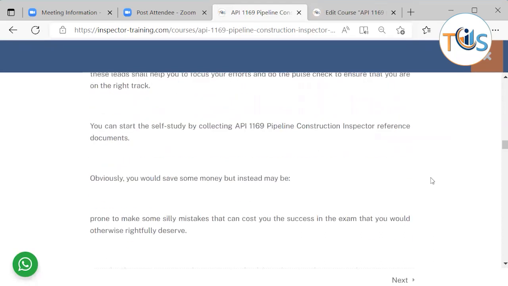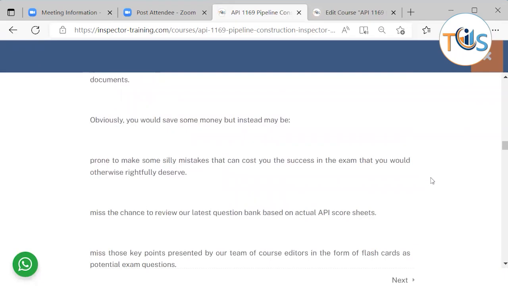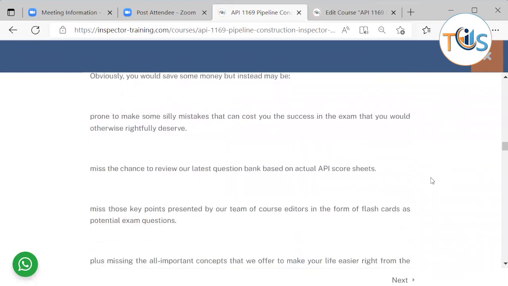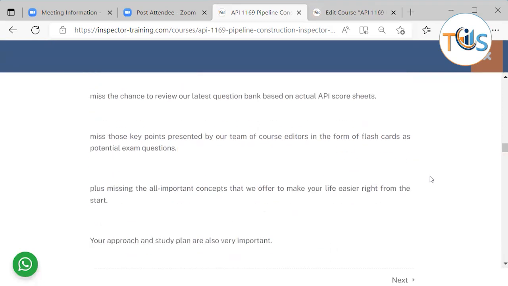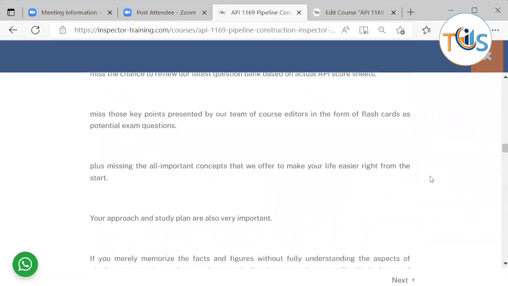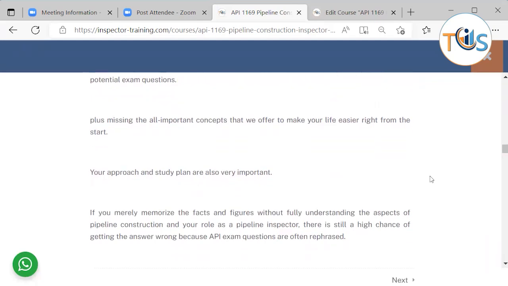You can start the self-study by collecting API 1169 Pipeline Construction Inspector reference documents. Obviously, you would save some money, but instead may be prone to make some silly mistakes that can cost you success in the exam that you would otherwise rightfully deserve. Miss the chance to review our latest question bank based on the actual API score sheets. Miss those key points presented by our team of course editors in the form of flashcards as potential exam questions, plus missing all the important concepts that we offer to make your life easier right from the start.